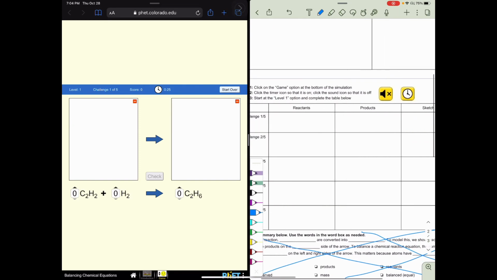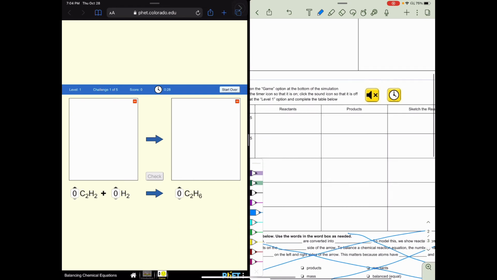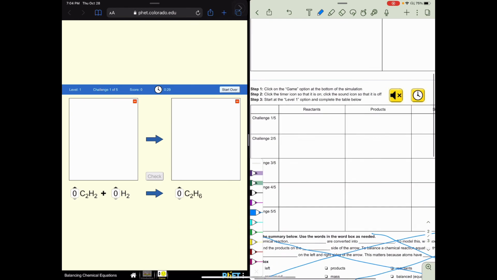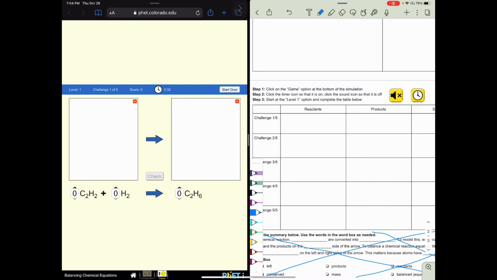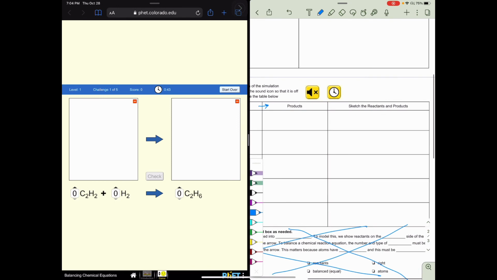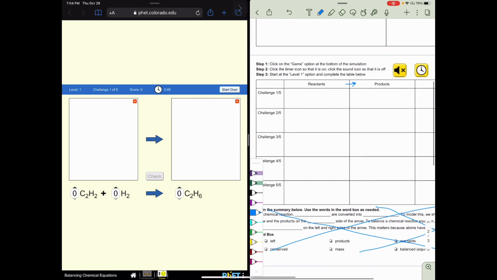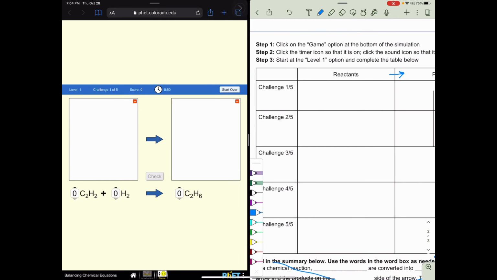So for this, the balance, let's look at this side here. What you could do here is essentially treat this line here as your arrow, and that's going to be your equation moving forward. And then you can just sketch that on the right side. So for challenge 1 out of 5, we have C2H2 as one package, and H2 as another package, and then the C2H6 as another package.